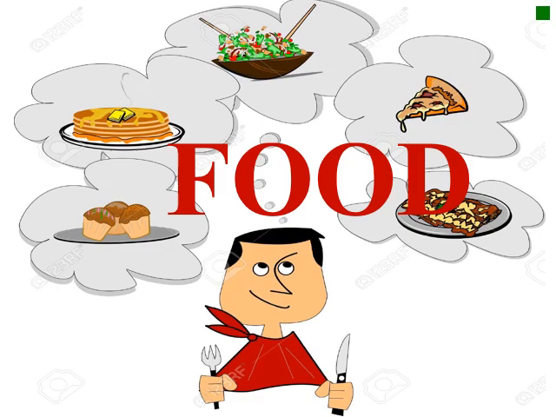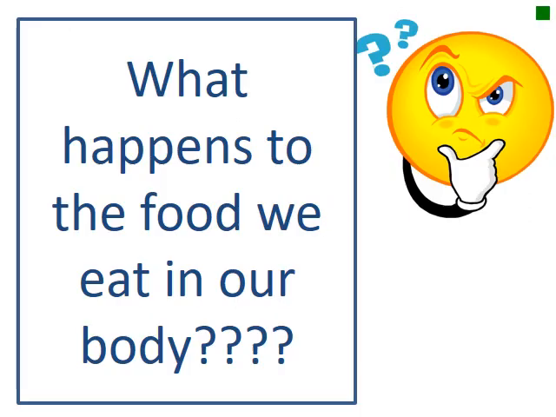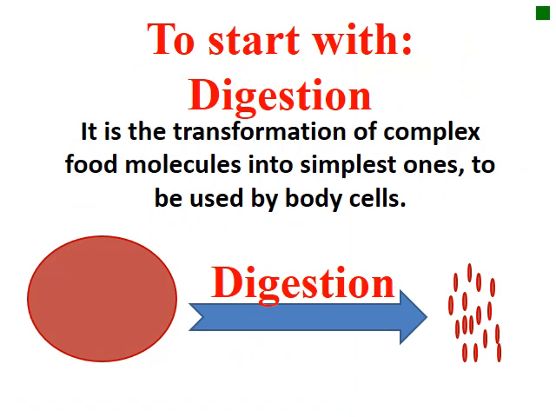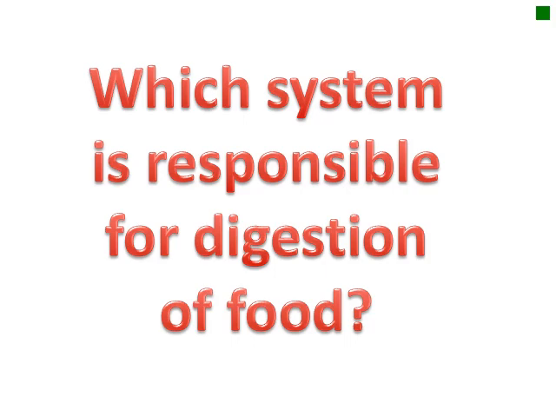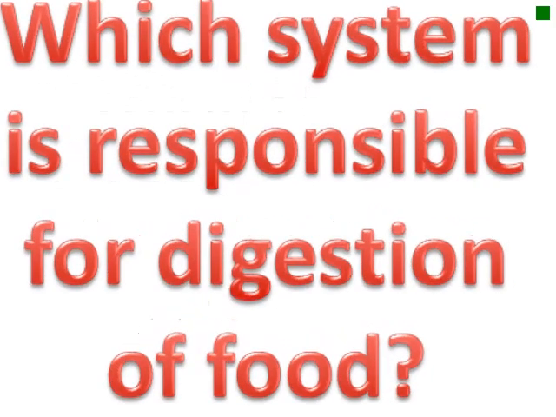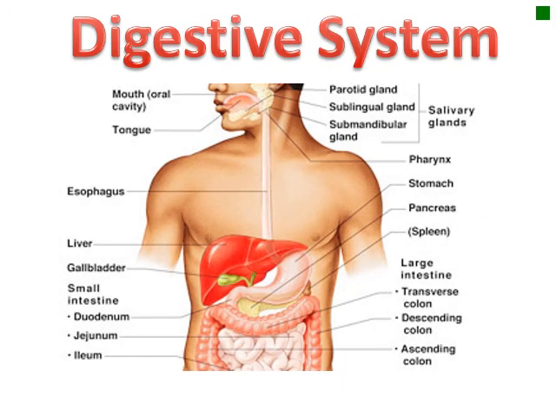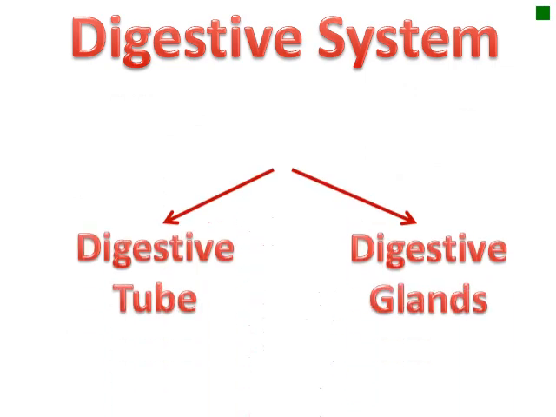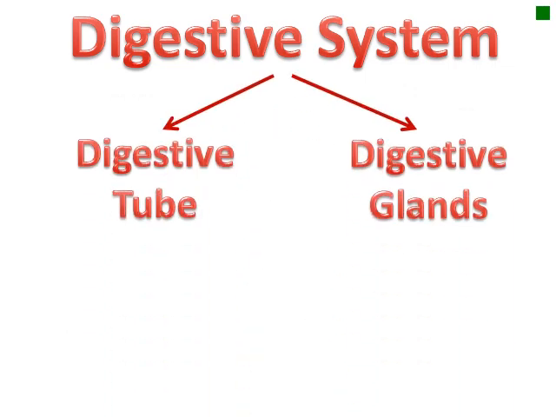So what do we eat and what happened to the food that we eat? First of all, let's start with digestion. Digestion is the transformation of complex food molecules into simplest ones to be used by the body cells. Which system is responsible for digestion? Sure, it's the digestive system that is divided into digestive tube and digestive glands.